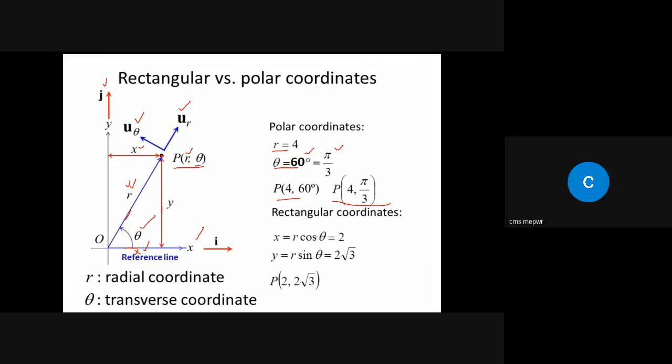Very good. What about y? Y will be equal to r sin theta. What is the value of r? 4. What is the value of theta? 60. Put it over here, you will get the value of x and the value of y. So you can also mention this position in terms of x, y. What I want to prove with this calculation is that you can define the position by using any coordinate system.